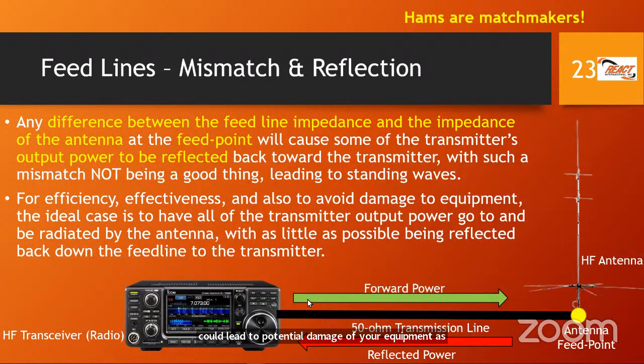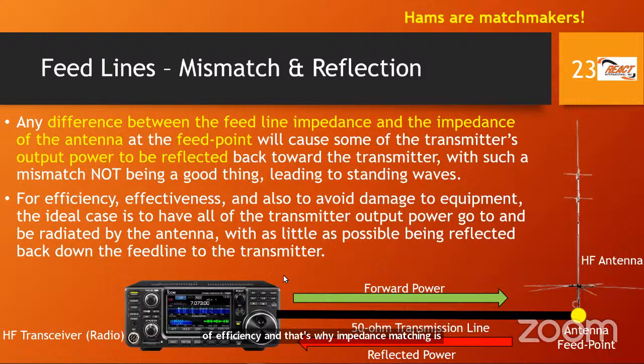So as hams, we are matchmakers, and we are trying to make sure that we maximize the output power from this transceiver or radio transmitter, so that as much of the signal as possible, the most of the signal, goes to the antenna, because that's what we're trying to achieve, the maximum amount of efficiency. And that's why impedance matching is important.